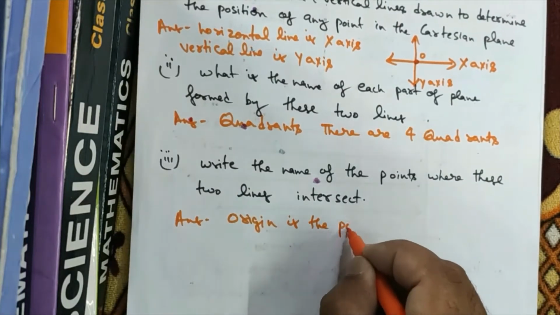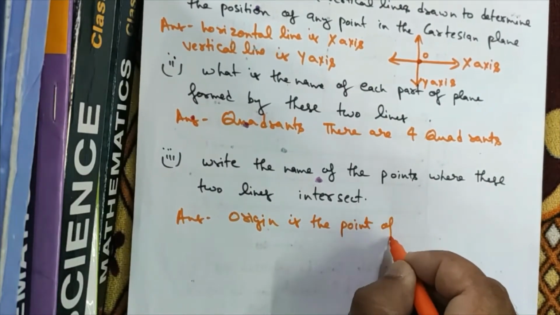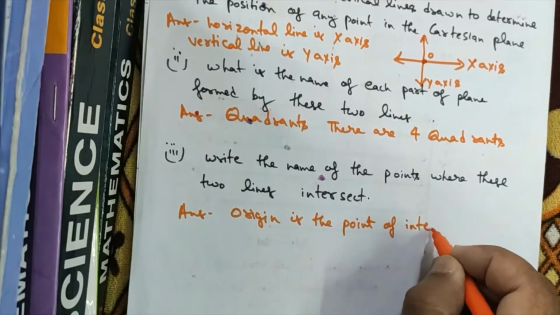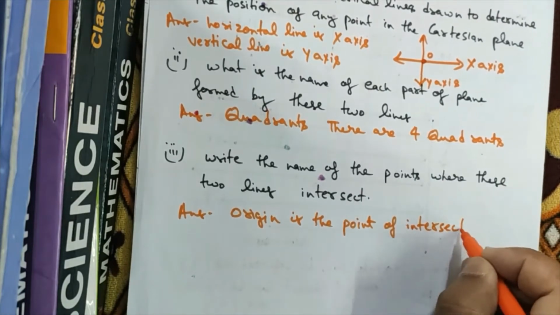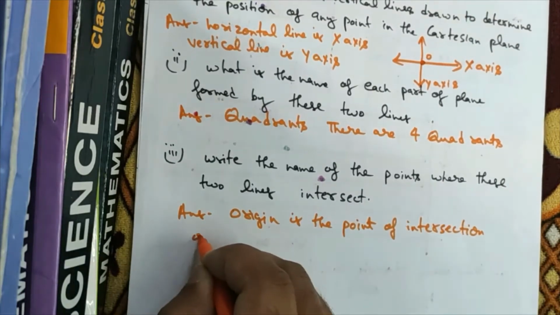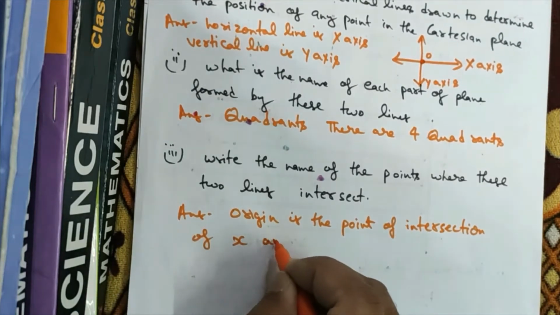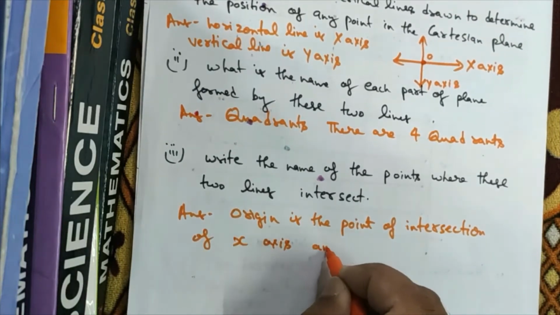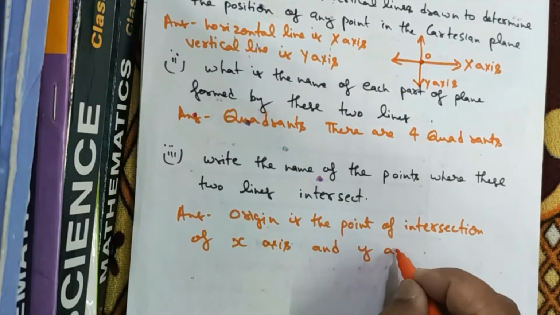Origin is the point of intersection of the x-axis and y-axis.